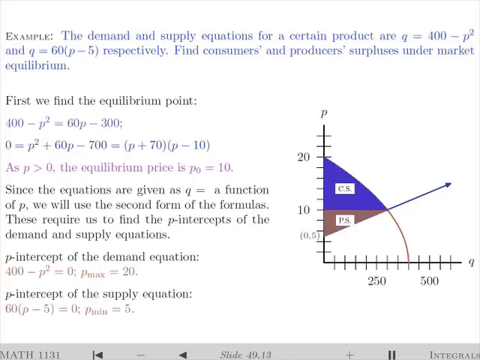So again, if I mark the consumer and producer surpluses in the graph, consumer surplus is the area from the horizontal line through the equilibrium to the demand curve. Producer surplus is the area from the supply curve to the same horizontal line. We are going to set this up using horizontal strips. The left boundary is Q equals 0. The right boundary for consumer surplus is Q equals 400 minus P squared. P goes from 10 to 20.